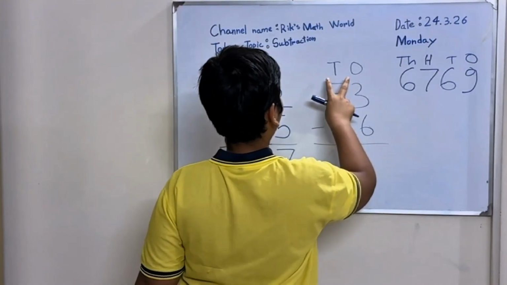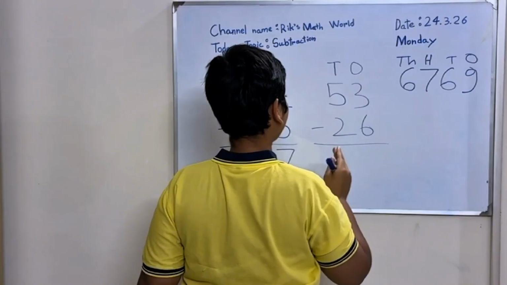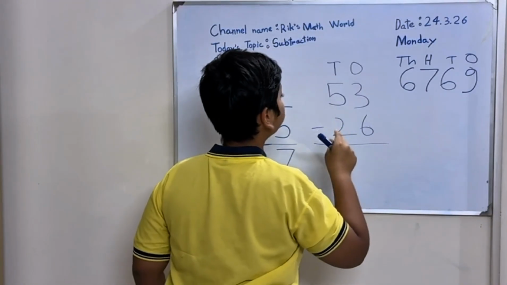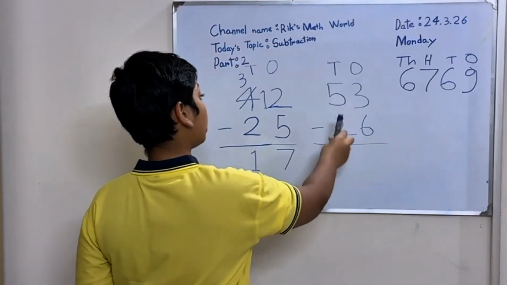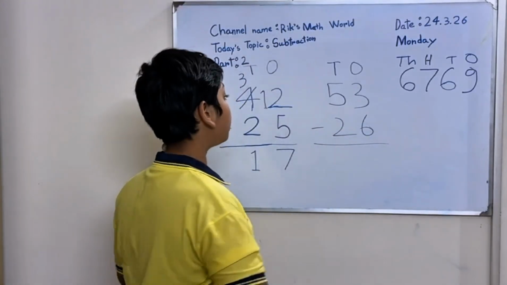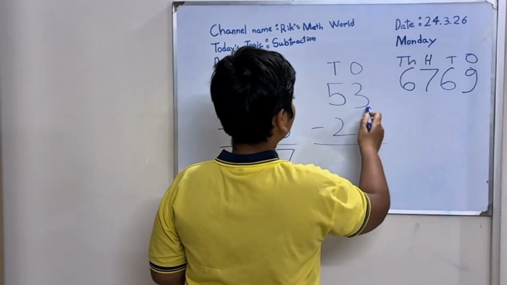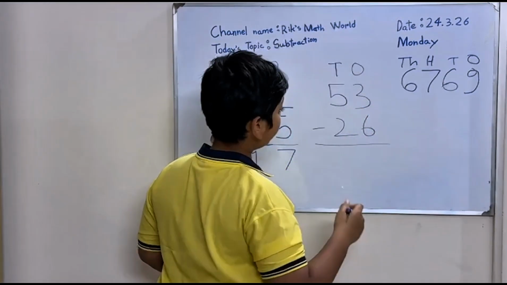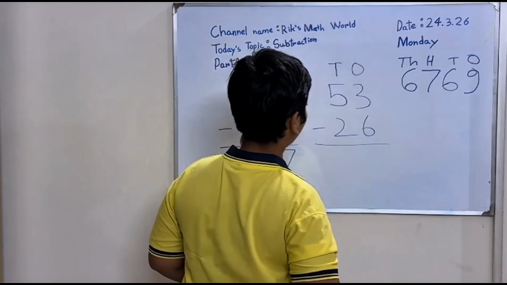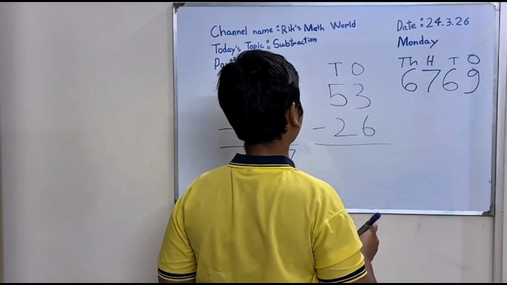So the numbers we can see here are 53 minus 26. How can we do it? It is also a borrowing math problem because in the ones place the above number is smaller and the down number is bigger. So what do we have to do? We have to borrow from the neighbor.